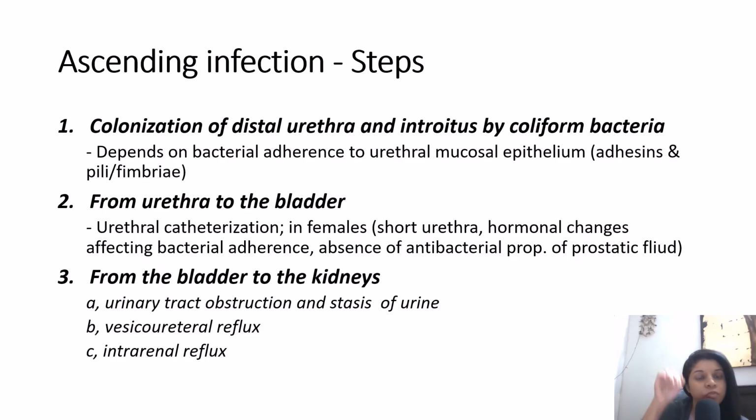So if it has to reach the bladder, one way is through catheterization. Because the male urethra is so long, for the urethral bacterial infection to reach the bladder, you have to give some pathway, and one of the most common is through catheterization. You are giving an obstruction, and through the catheter also it can get infected.